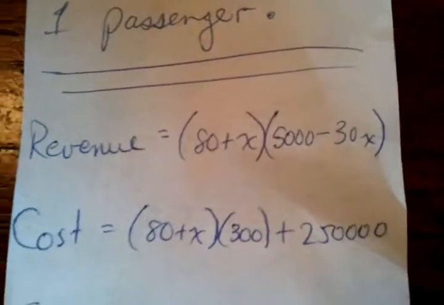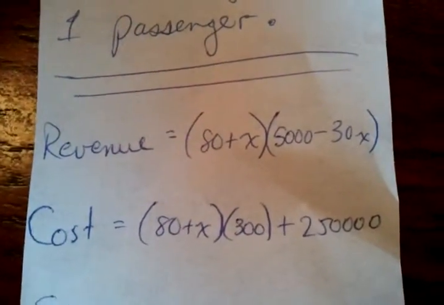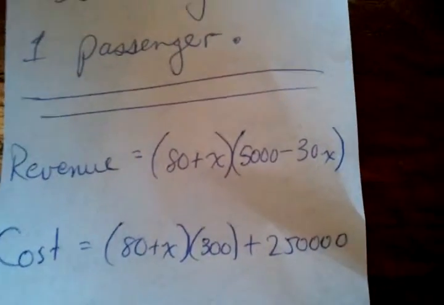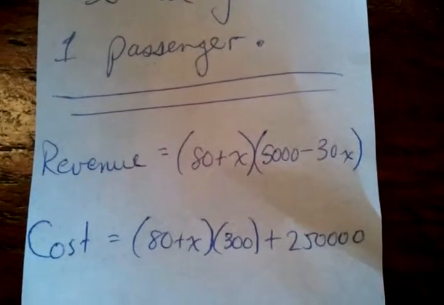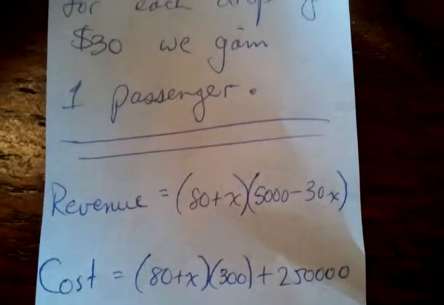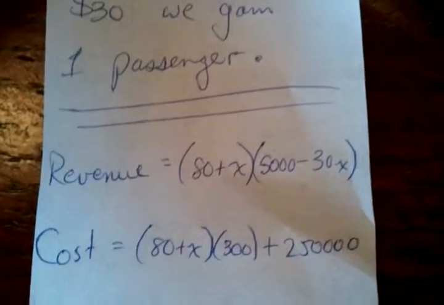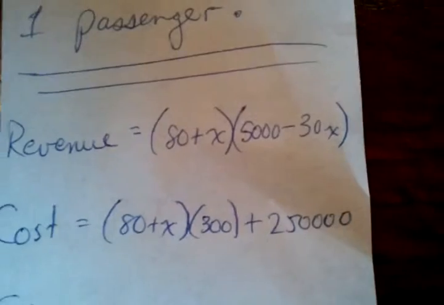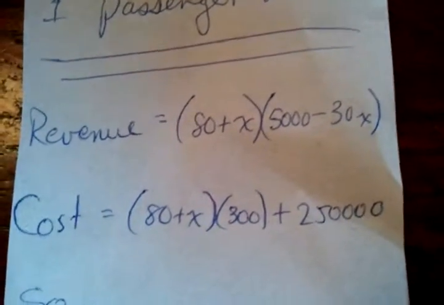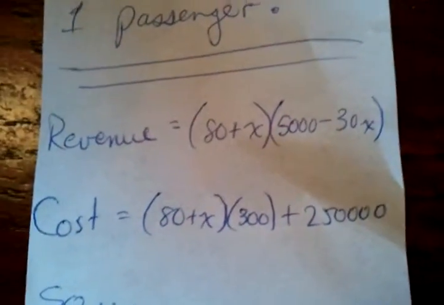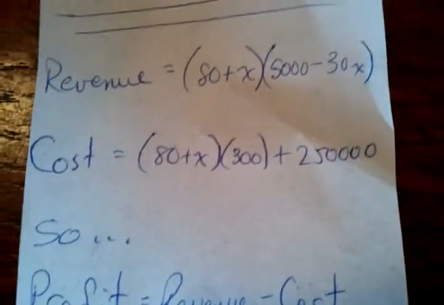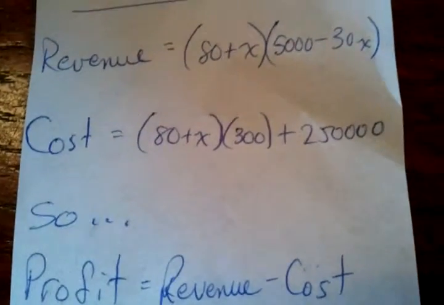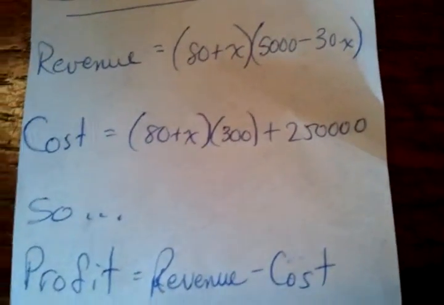So the revenue function would be the number of people times how much they pay you. If X is the number of $30 price decreases, then 80 plus X would be the number of people there, and 5,000 minus 30X would be the amount of money they pay you. That's the price of the ticket. The cost function will be the same number of people, 80 plus X, times $300 a person, plus the $250,000 fixed cost for the airplane charter.